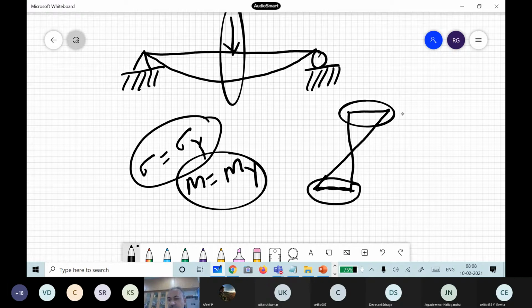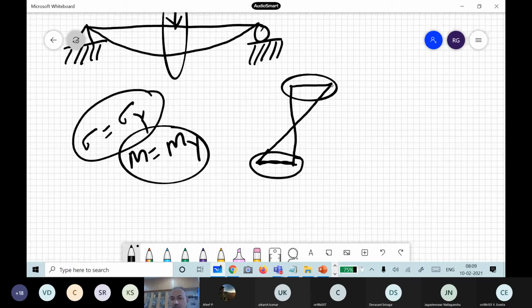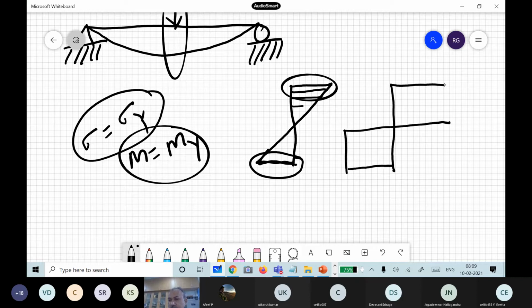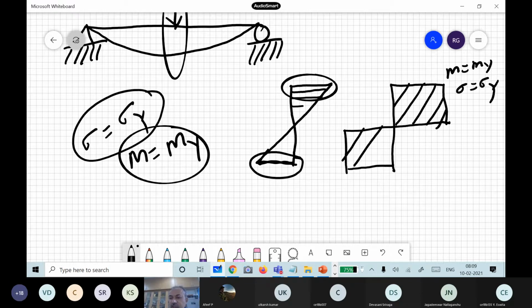Now the top fiber reaches the yield stress. Once the top fiber has reached the yield stress, then the next fiber starts yielding, and this one starts yielding like this. Finally the section becomes like this, the failure. This is our yield stress. So M is equal to My, or sigma is equal to sigma y itself. So the stress distribution becomes like this.